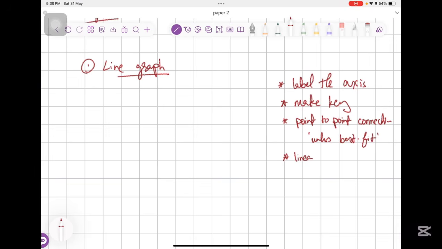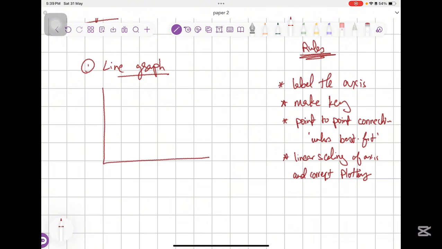Linear scaling of the axis and correct plotting. Okay, these are your rules, you must follow them. Let's take a look at how it will look.